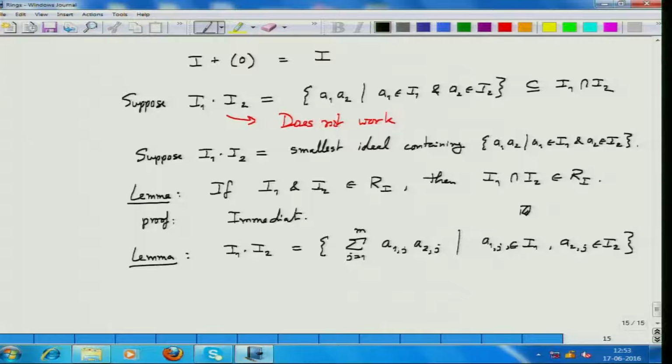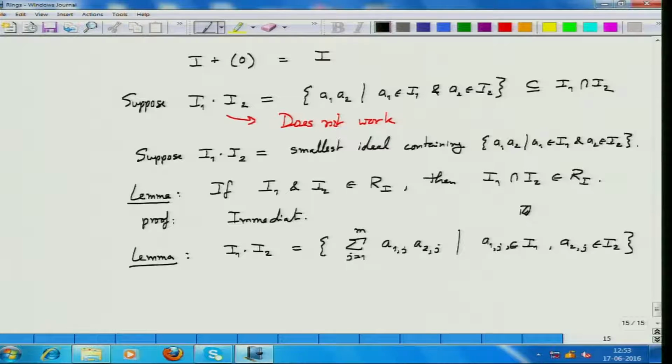It is the elements of the following form, which are finite sums of products of elements of I1 and I2. And now you can directly verify that it is an ideal. Take two elements of this form, add them, that will also be an element of this form. Multiply any arbitrary element of the ring to an element of this form, that will be an element of this form. So it certainly is an ideal.